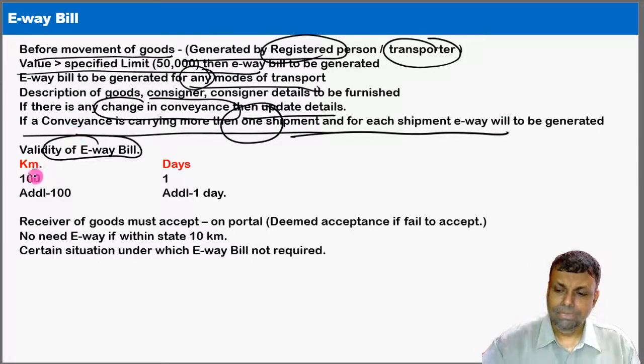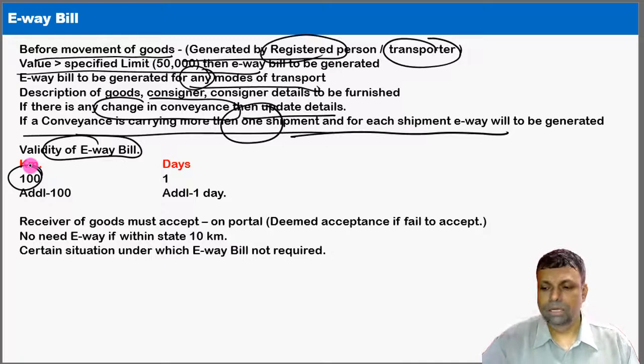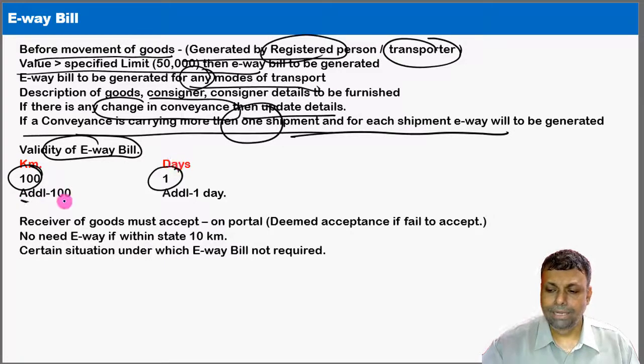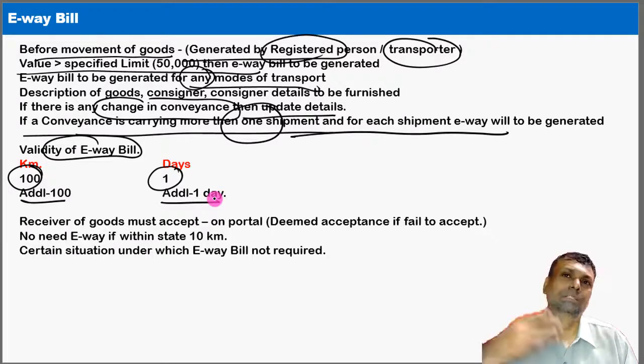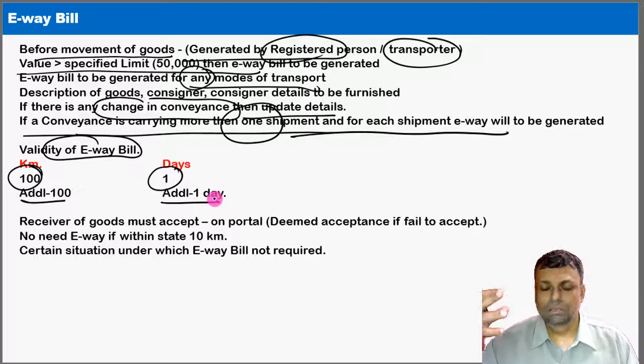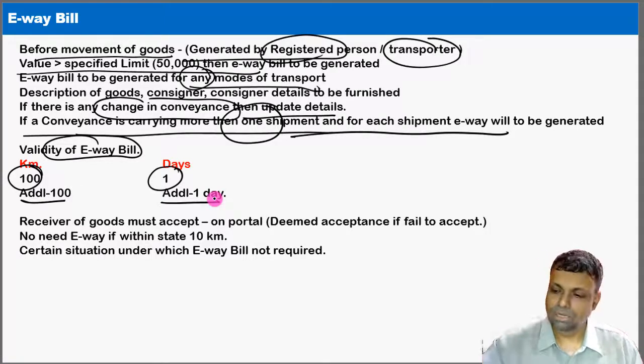Validity of the e-way bill: if traveling 100 kilometers, it will be valid for 1 day. For an additional 100 kilometers, it will be valid for an additional 1 day. As I told you, every e-way bill generated is a transporter's bill, and naturally a 100 kilometer transport will easily be completed in 1 day. That's the reason there is a kilometer limit, and to that extent a day's limit. However, it can be extended if there are additional 100 kilometers.